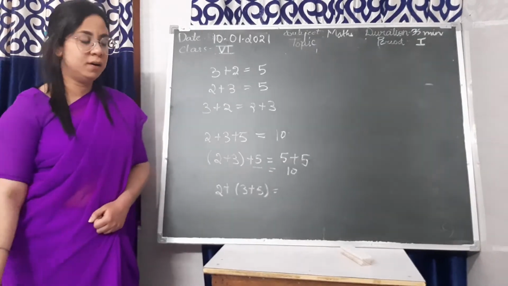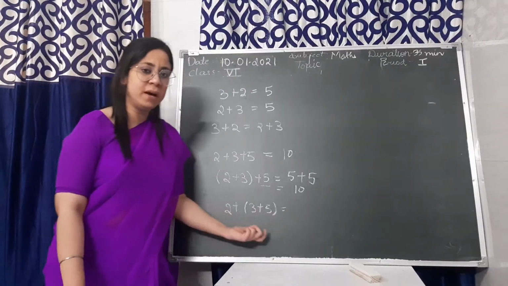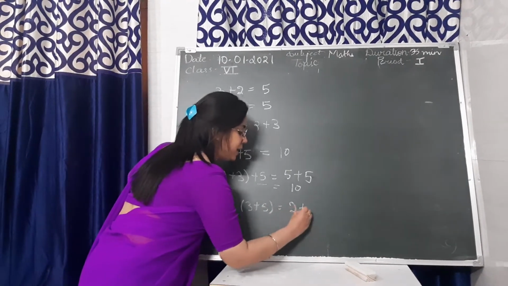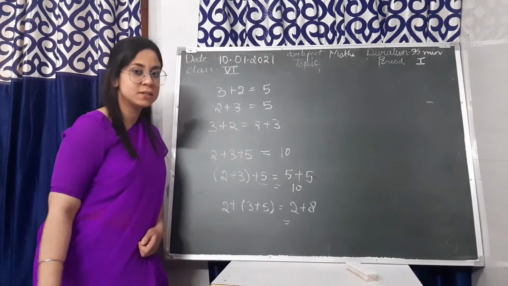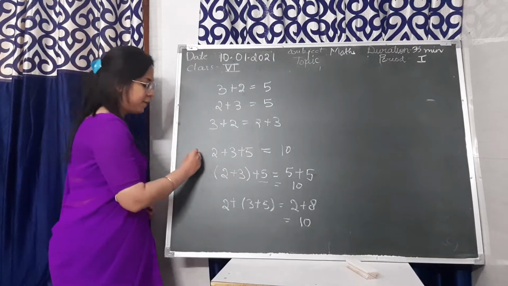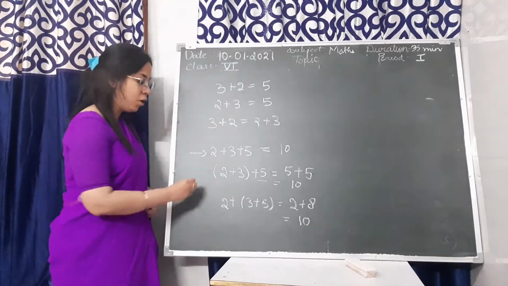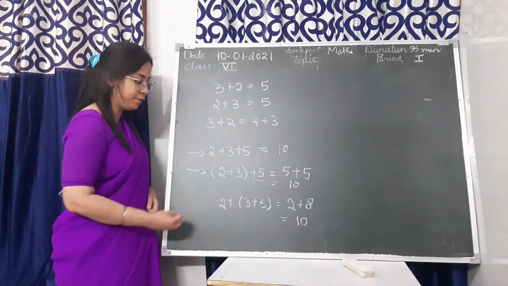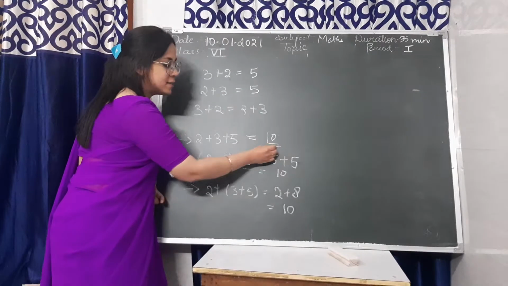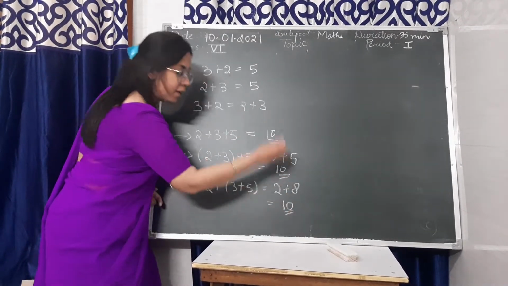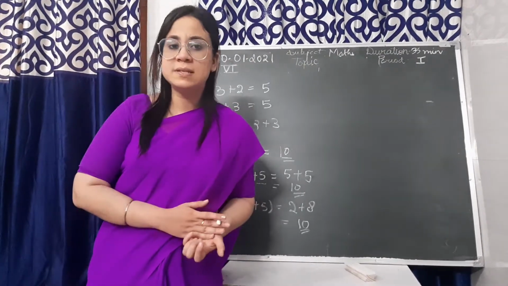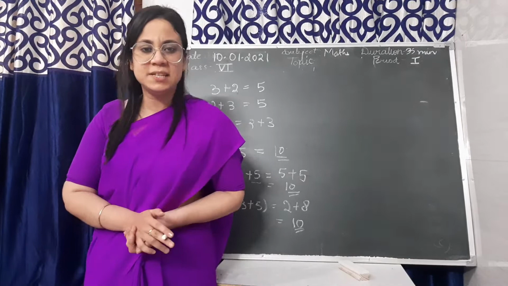Great. If I want to do it the other way round, 2 plus 3 plus 5, then what am I supposed to do now? 3 plus 5 is? 8. Great. So 2 plus 8 is what? 10. Absolutely correct. So you see, if I take 2 plus 3 plus 5 together, or 2 plus 3 and then add 5 to it, or 3 plus 5 and then add 2 to it, are my answers the same in each case? Yes, ma'am. Great. So now I would like to ask you all, what is closed, commutative and associative property?